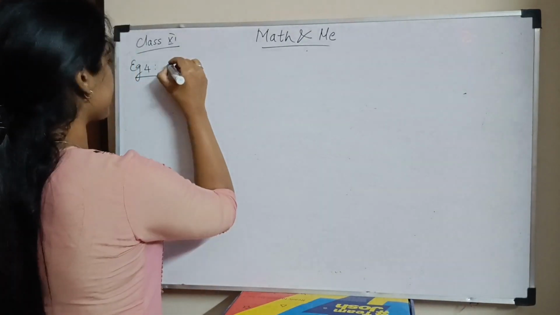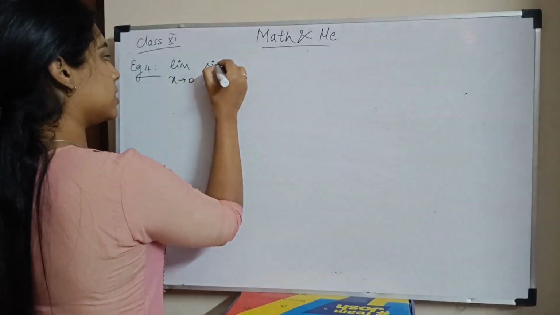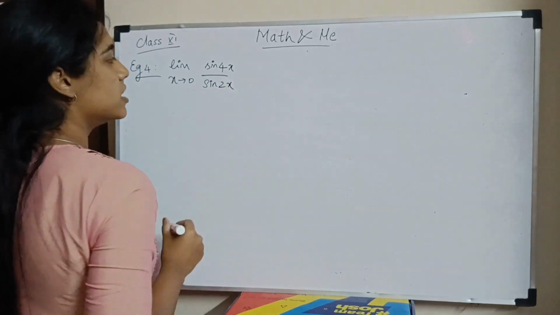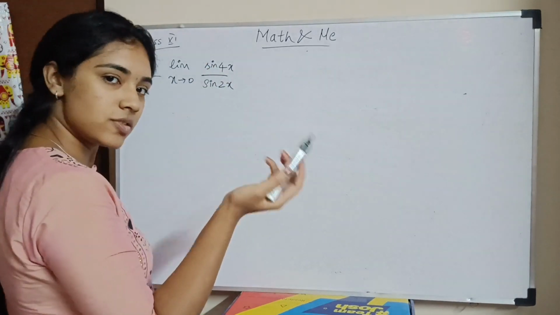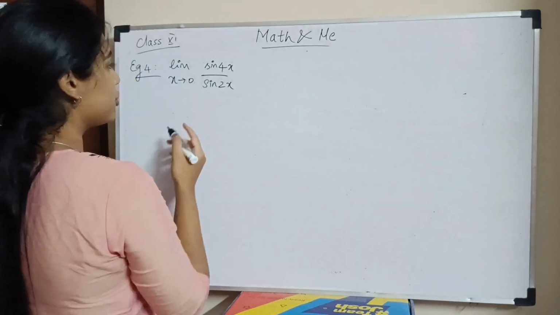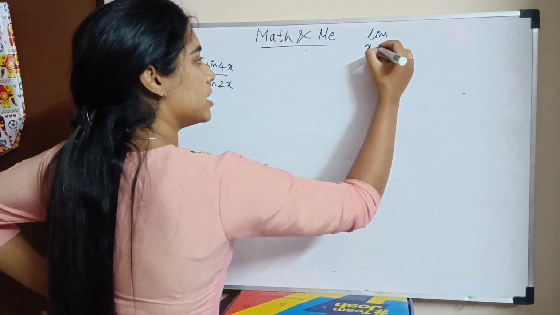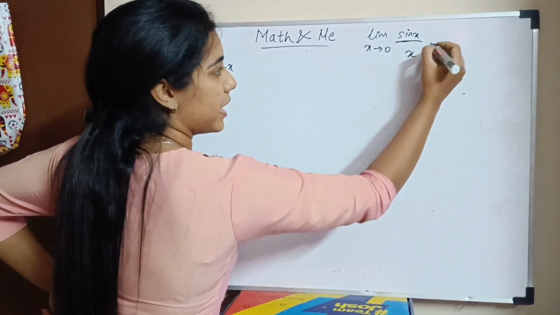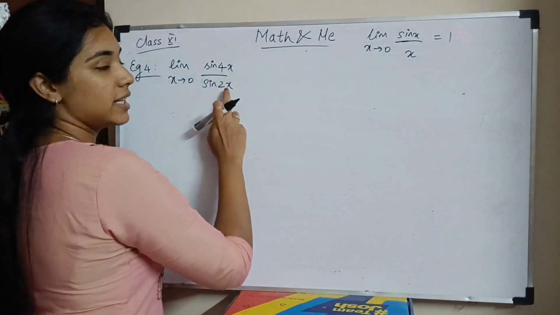Example 4. Limit x tends to 0 sin 4x divided by sin 2x. So what do you do? Limit substitute பண்ணுவோம். 0, 0. Sin 0 by sin 0, 0 by 0 not defined. So you use the formula that we learned earlier. Limit x tends to 0 sin x divided by x is equal to 1. So in this இடத்துல what is your x? Is 4x. இந்த இடத்துல 2x.